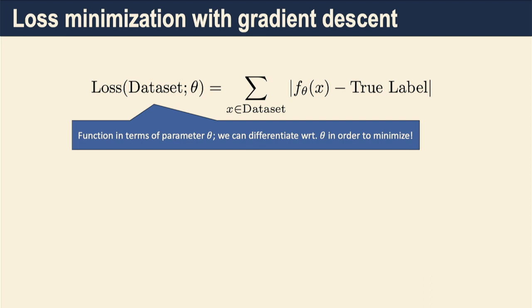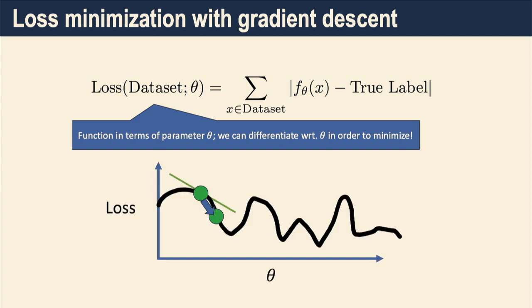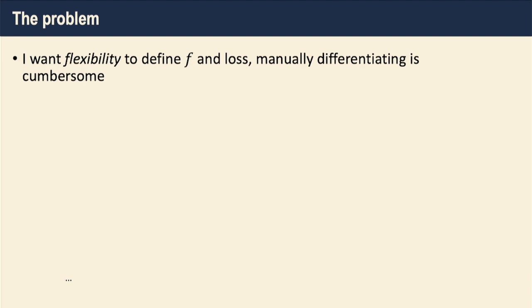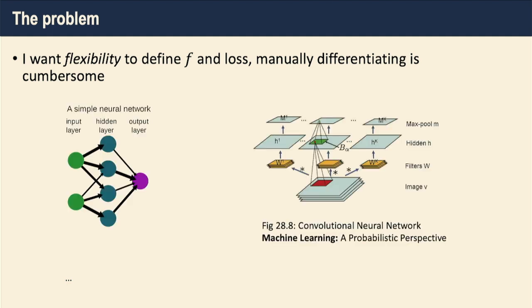I have a loss, which is how far I am from the thing I want to be able to predict. And then I'm going to differentiate this loss with respect to the parameters and then search that space to optimize my function. So you can imagine your loss surface looks squiggly and you would want to move along the tangent to that line. We're going to do that with gradient descent. Right? So I want flexibility to describe f, this classification function, and the loss, and manually differentiating is cumbersome, right? I don't want to be manually differentiating. I don't want to manually write the derivative code.